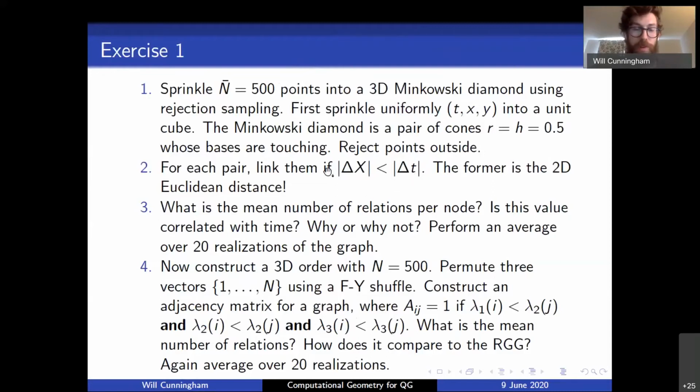This former one is going to be just the 2D Euclidean distance for your pairs of points x and y. And then I want you to look at the mean number of relations per node and see whether this value is correlated with the time coordinate, y or not. And then finally, compare this to some of the graphs that you get from random 3D orders of the same size. There are some instructions for how to do that here. Okay, I'll give you about 15 minutes to do this.